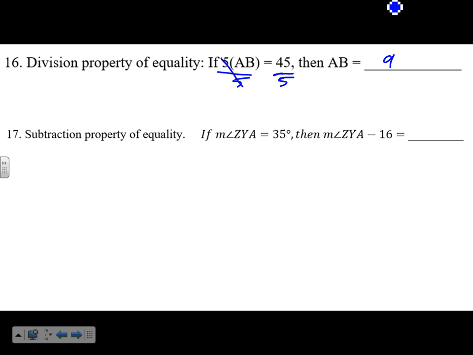The subtraction property of equality. We have the measurement of angle ZYA is 35, so the measurement of angle ZYA minus 16 will be 35 minus 16, which is 19.